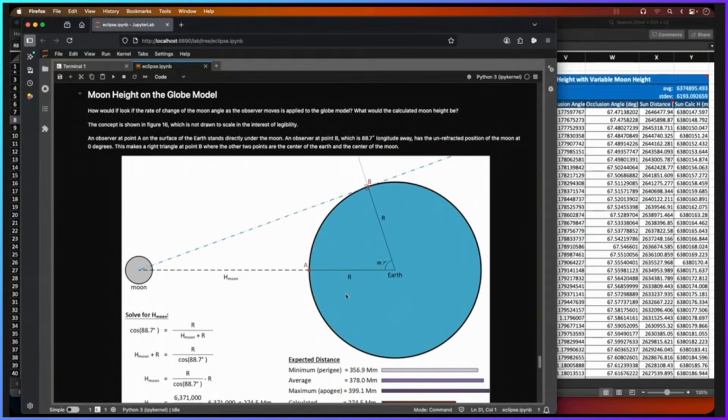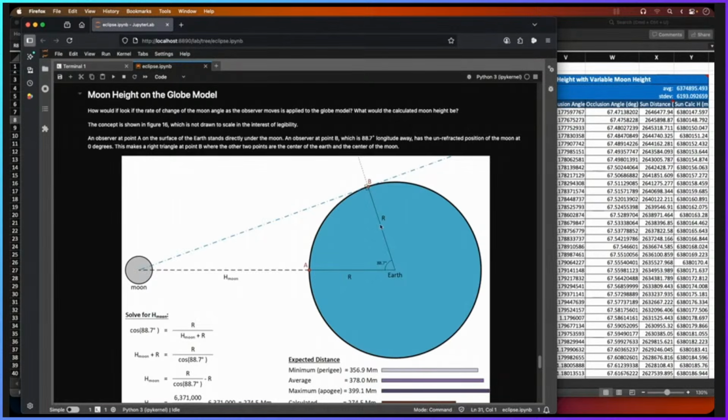And then earlier we were talking about the 88.7 degree longitude change for the moon to go directly overhead to drop down to 0 degrees. So here we have an observer directly under the moon at point A, and then at point B is that 88.7 degree longitude difference showing what it would look like on the globe model.